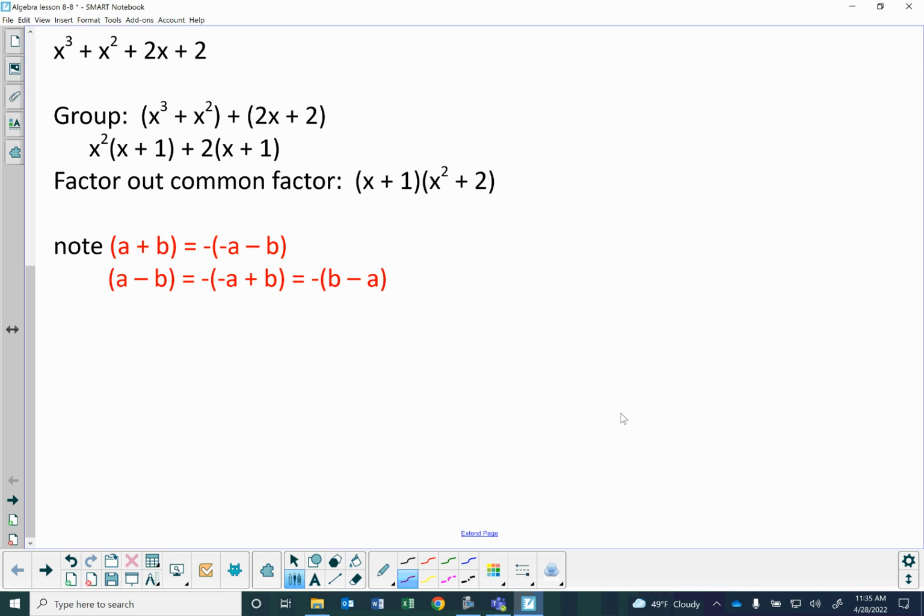If I have a plus b, that's the same as saying negative, parentheses, negative a minus b, because if I run a negative through the negative a minus b, I get a plus b. A minus b is the same as saying negative, parentheses, negative a plus b. Or it's the same as saying a negative, parentheses, b minus a, or it would be negative b plus a. There's different ways of saying certain things with addition and subtraction, and if you recognize those, then you can determine whether or not you can combine terms.